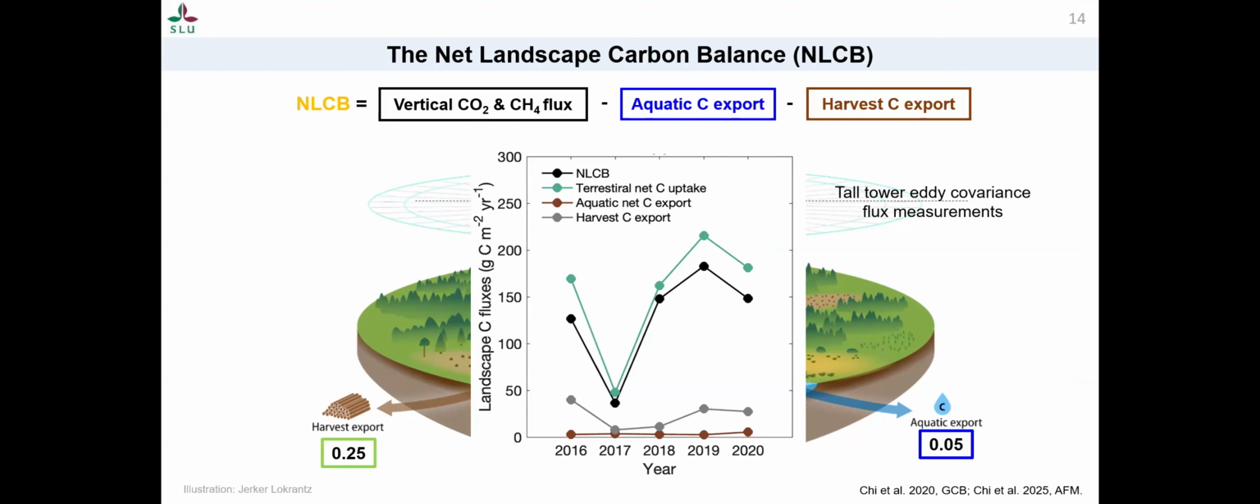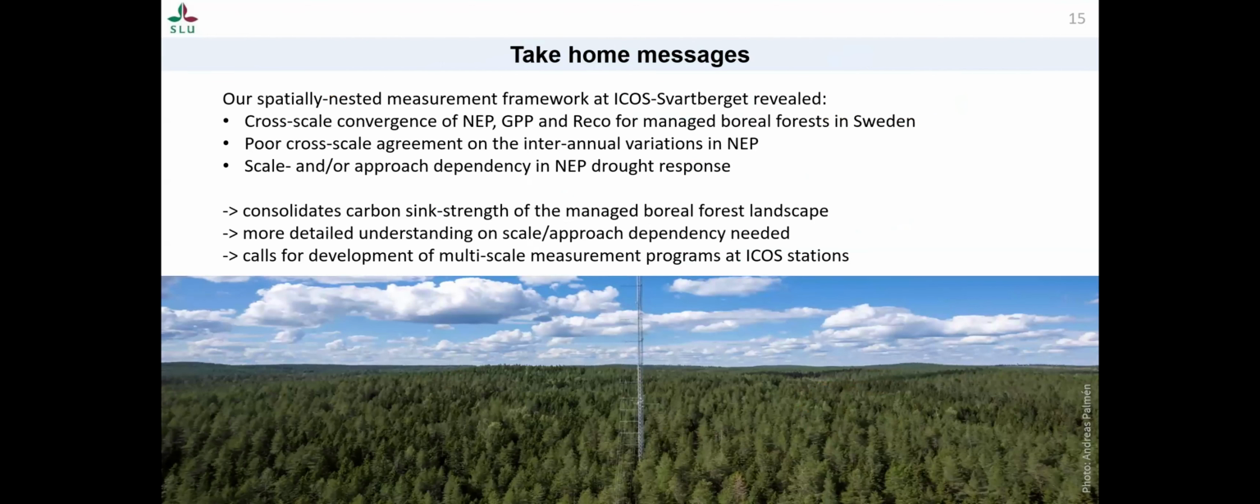And with that, I would like to come to an end and just end with a few key messages to take away. So based on developing the spatially nested measurement framework around the ICOS Svartberget station, we were able to show that the estimate of the carbon balance and its component fluxes can actually converge across different scales and across different measurement techniques if we consider multi-year averages.